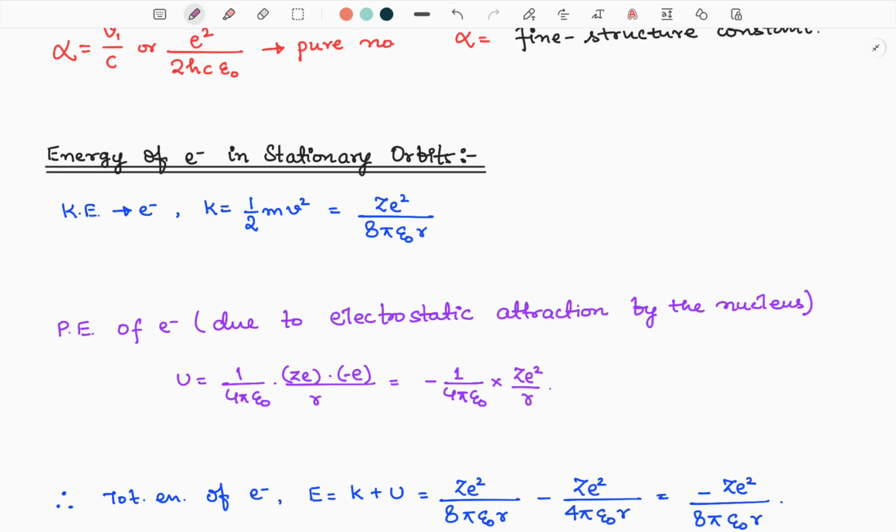And for potential energy, which is produced due to electrostatic attraction of the nucleus with the electron, you will get U as minus 1 by 4 pi epsilon naught into z e square upon r.